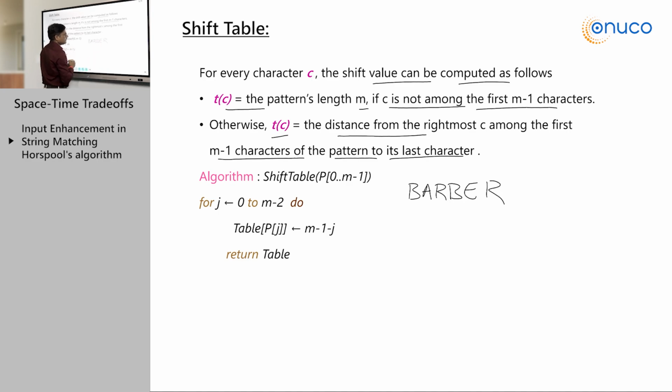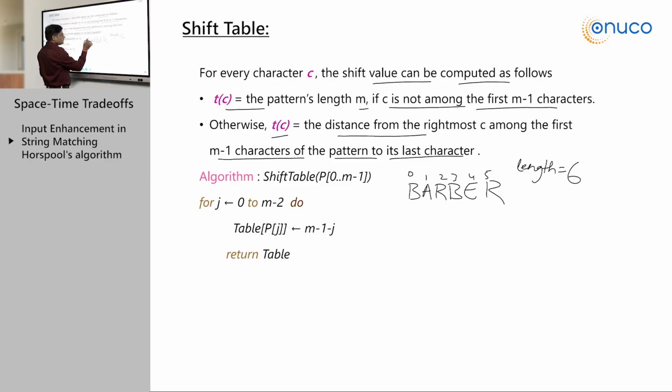Say we have BARBER. What is the position? 0, 1, 2, 3, 4, 5. So the total length is 6. The length of the pattern is 6. Now let us see that.